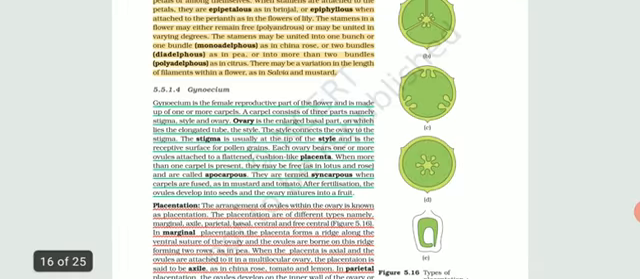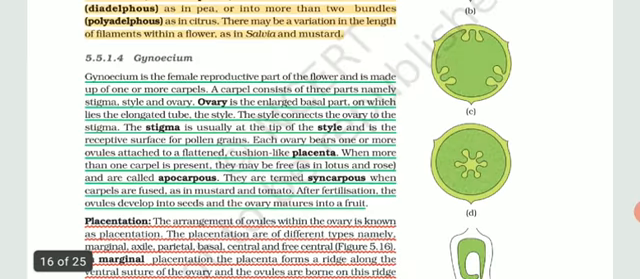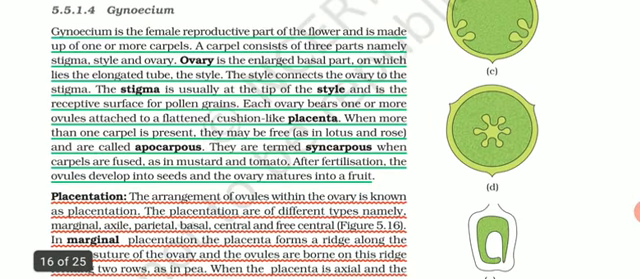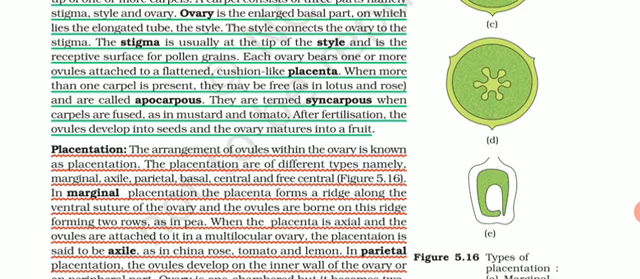So let's look at the next features. When there is only a single carpel present, it is simple. Mostly we have seen that a single carpel is present in the flower, but when more than one carpel is present, the question arises: will they be free or will they be fused? When they are free, like in lotus and rose, that condition is called apocarpous. But when they are fused, like in mustard and tomato, then it is called syncarpous condition.